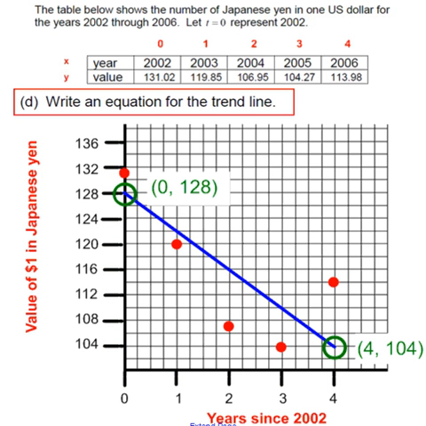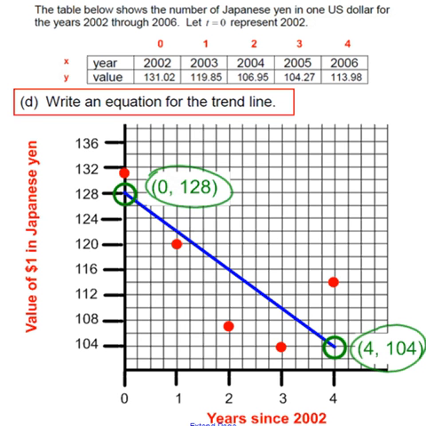So what I've done is looked at my line and tried to find 2 easy to identify points. There are other points I could have picked too, but I wanted ones that were as far apart as possible, and I wanted them to go through nice points that are easy to identify. So the one up on top here is 0, 128, and the one down here is 4, 104.